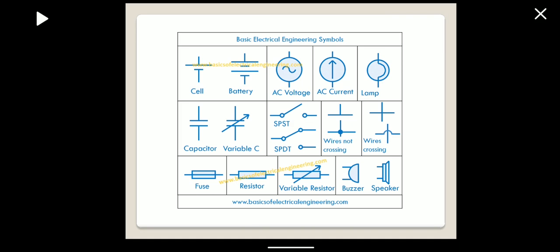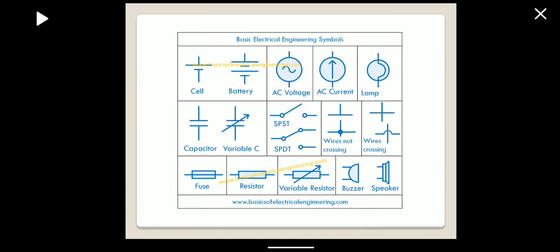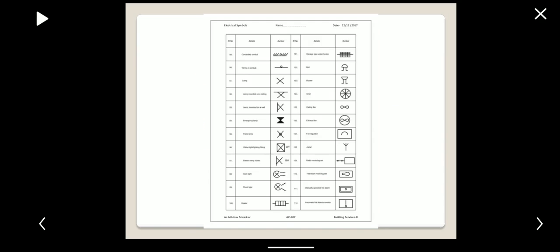Similarly, these symbols are also used: cell, battery, AC voltage, DC, AC current, then lamp, variable capacitor and the fixed capacitor, SPST, SPDT, wire not crossing, wire connecting, then wire crossing, fuse, resistor, variable resistor, buzzer, speaker. Then after that, fan, lamp, bracket fan, ceiling fan. This is the symbol for ceiling fan. Exhaust fan. This is the ceiling fan, exhaust fan.